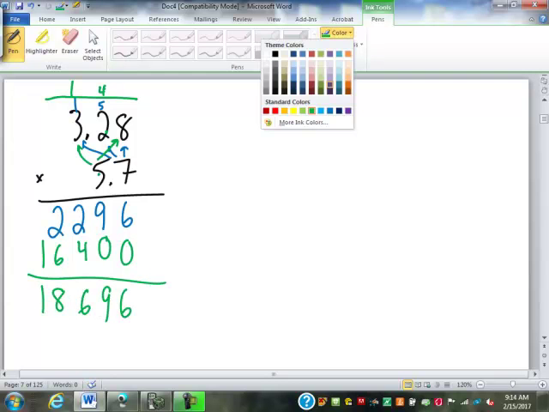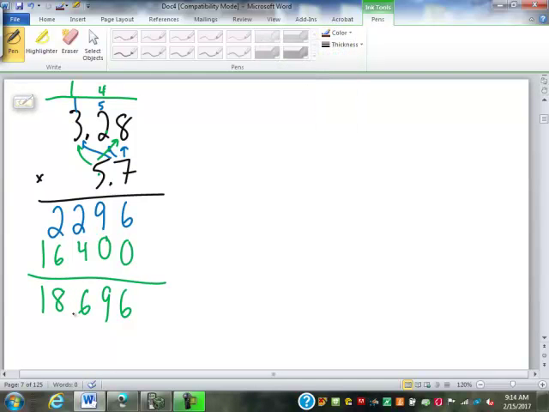Where does my decimal point have to go? Between the 8 and the 6. Why? Yeah, you were taught you have to count 1, 2, 3 decimal places in the problem. 1, 2, 3 decimal places in the answer, counting from the back for the answer.